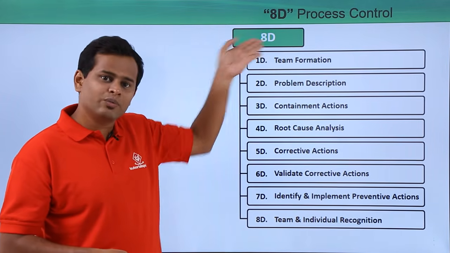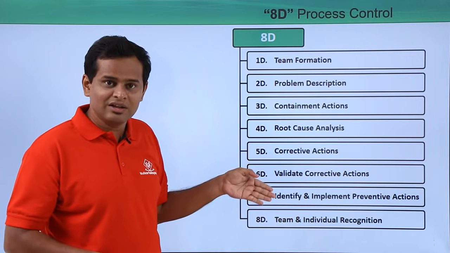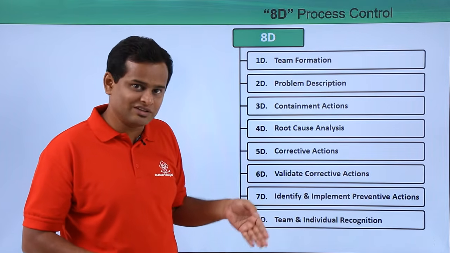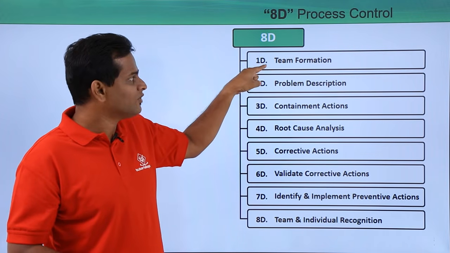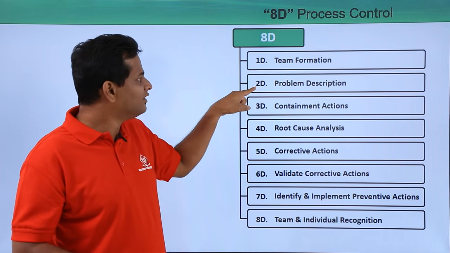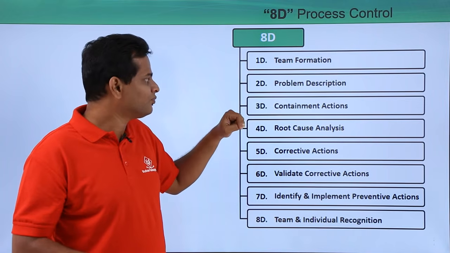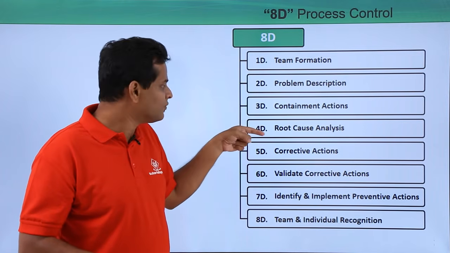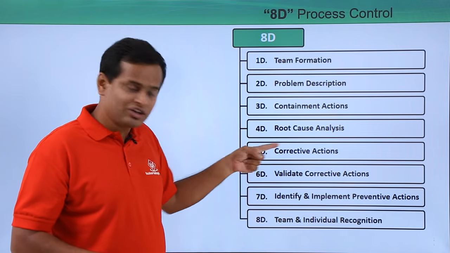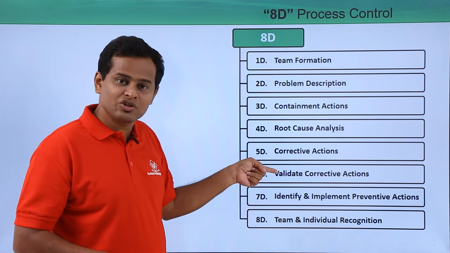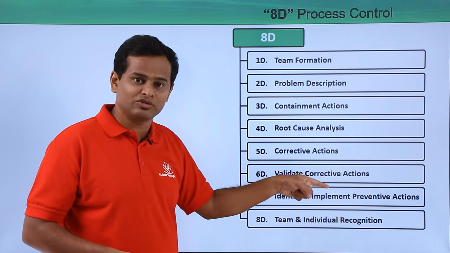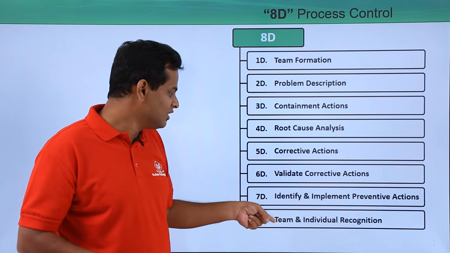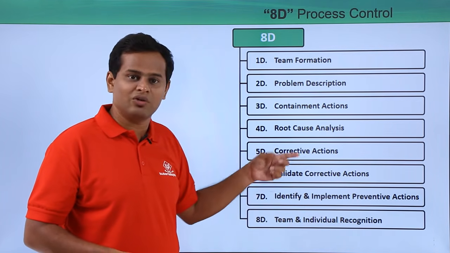We will understand a similar process called 8D. This is a complaint management mechanism where there are 8 disciplines. It starts from team formation, then process description, containment actions, root cause analysis, corrective actions, validation of the corrective actions, identification and improvement of the preventive actions, and then team recognition.